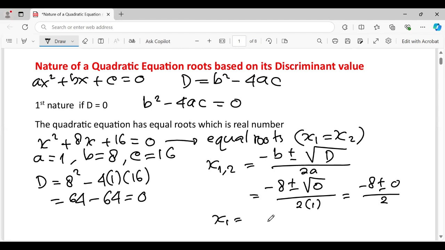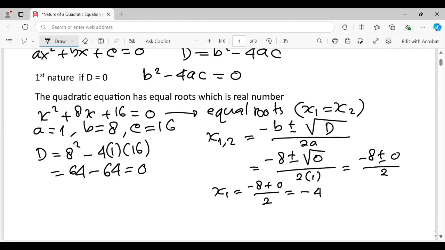So x1 equals minus 8 plus 0 over 2 equals minus 4. And x2 equals minus 8 minus 0 over 2. It's minus 4. So look that x1 equals x2. How much? Negative 4. So this quadratic equation has equal roots, and the root is negative 4.